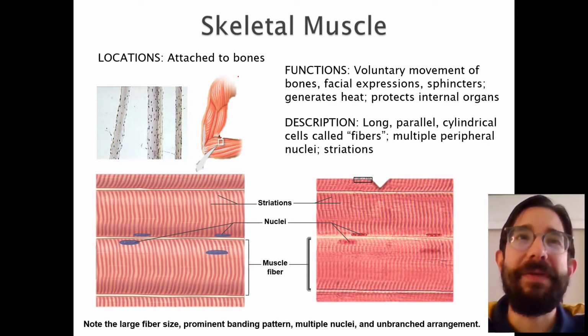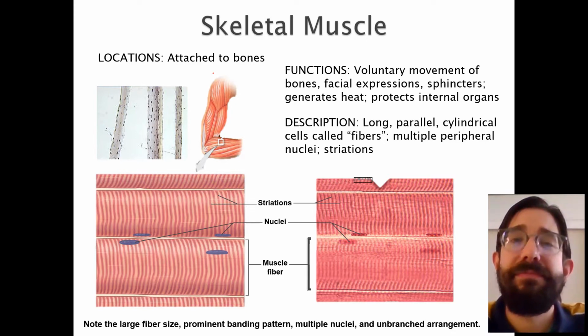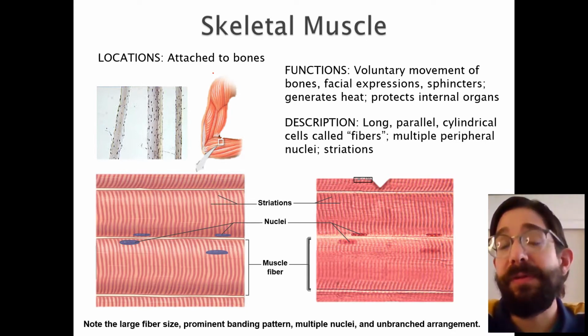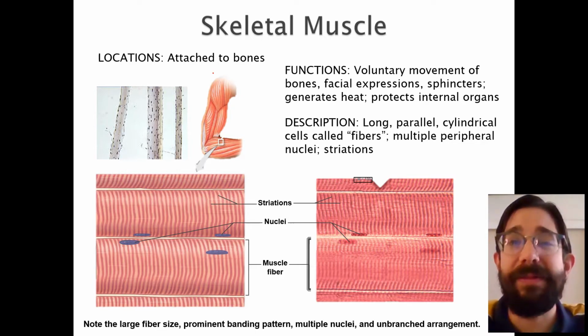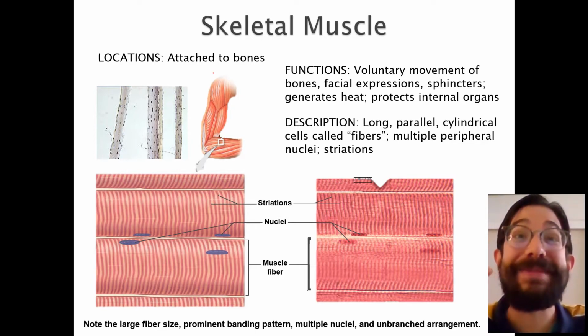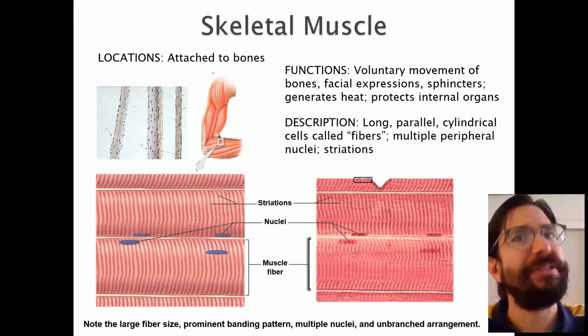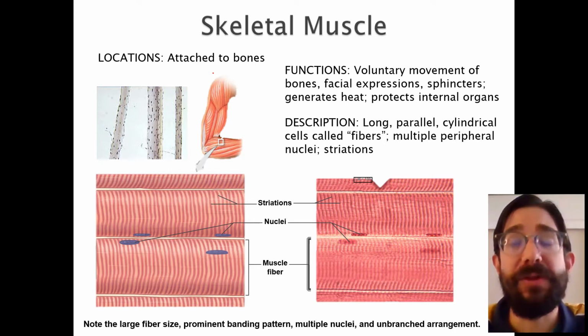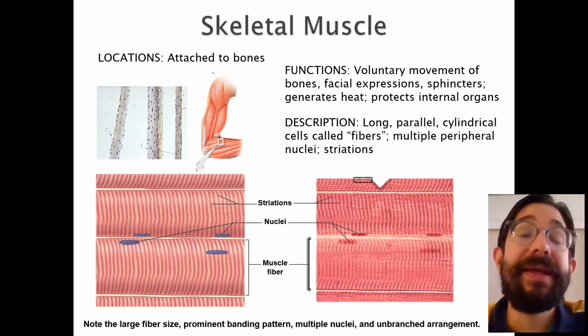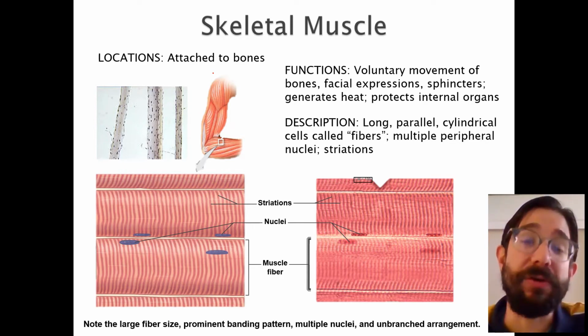Skeletal muscle is found attached to bones and sometimes to the skin. So what it can do for you is whenever you want to voluntarily move your skeleton, you're using skeletal muscle. But also if you want to smile or frown, then the muscles attached to your skin will help you with your facial expressions.